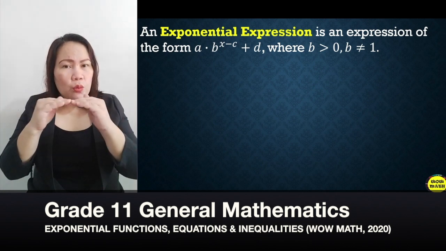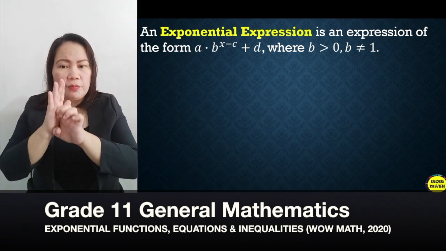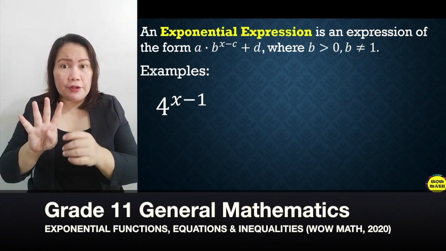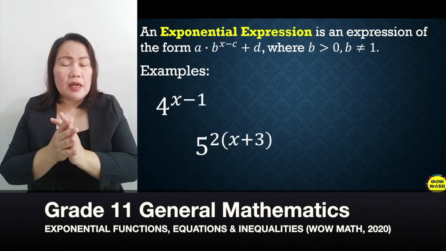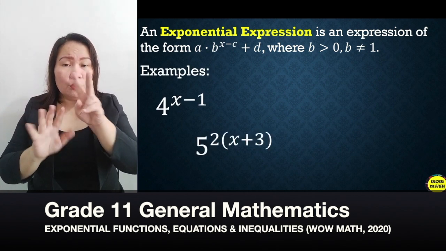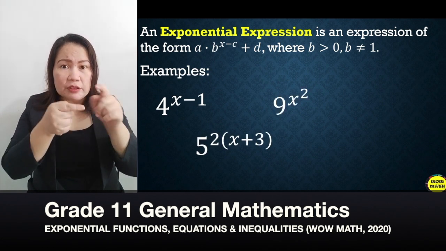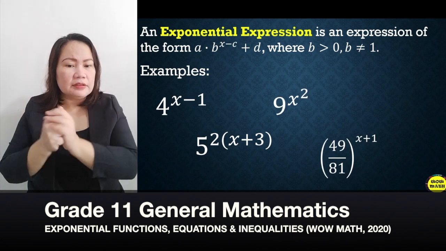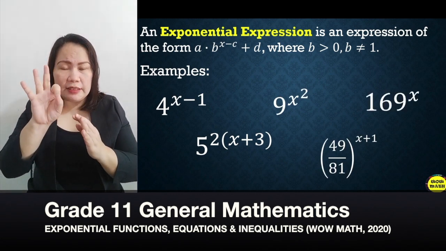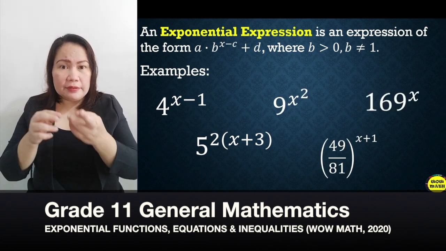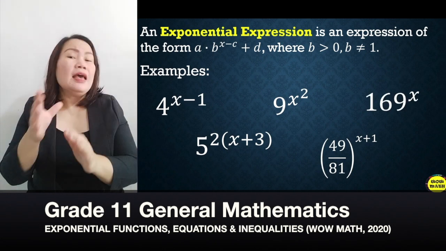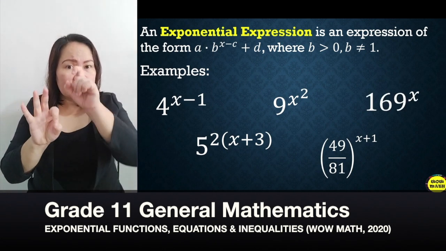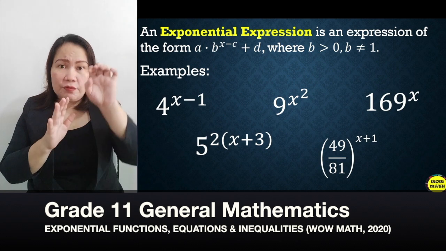So here are some examples of exponential expression. 4 raised to x minus 1, 5 raised to 2 times the quantity of x plus 3, 9 raised to x squared, 49 over 81 raised to x plus 1, and 169 raised to 8x. So that is some of the examples of exponential expression.